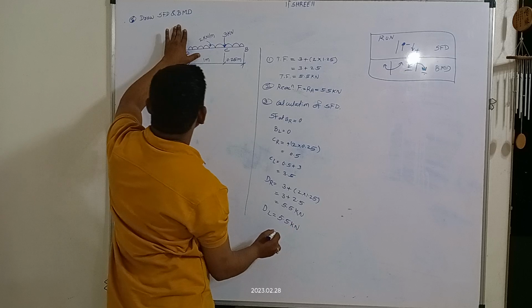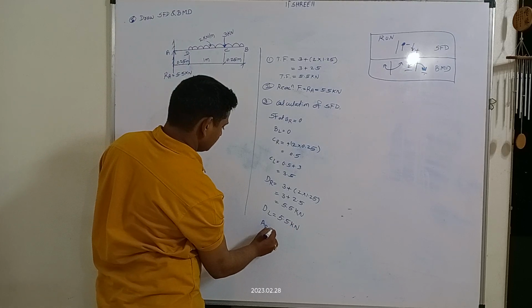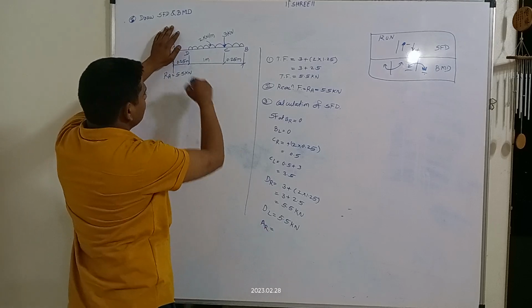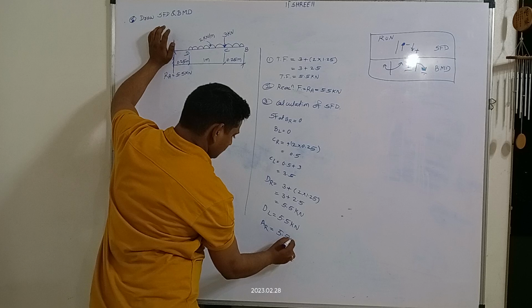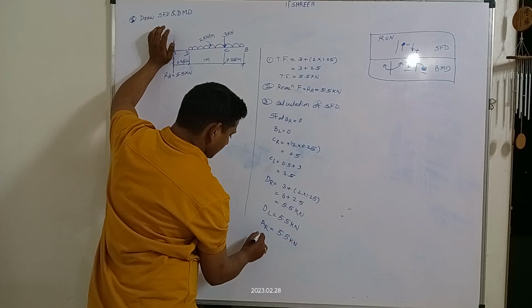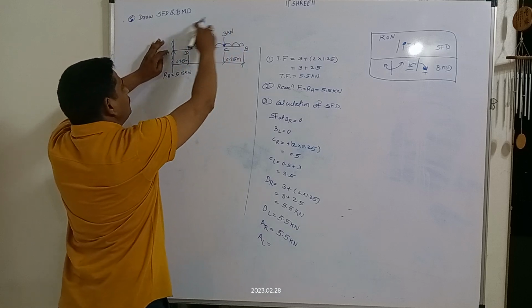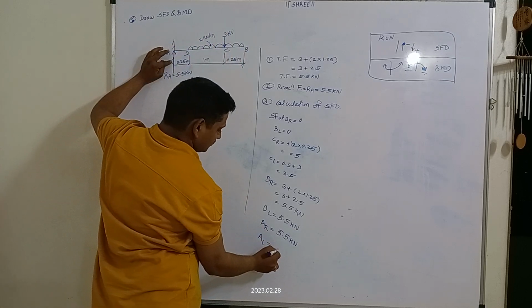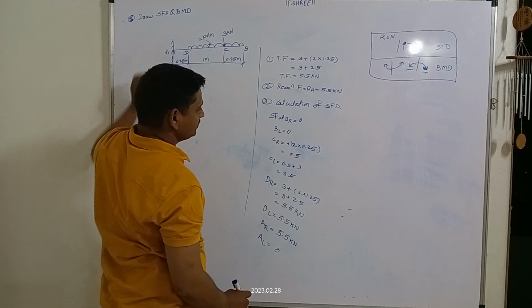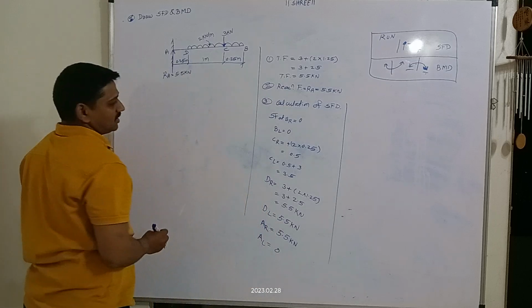After that, A right has the same value, 5.5 kilonewton. After that, A left is 0, because the 5.5 force is neutralized by this 5.5 reaction force. That's why the value of A left is 0. This is the calculation of the shear force diagram.